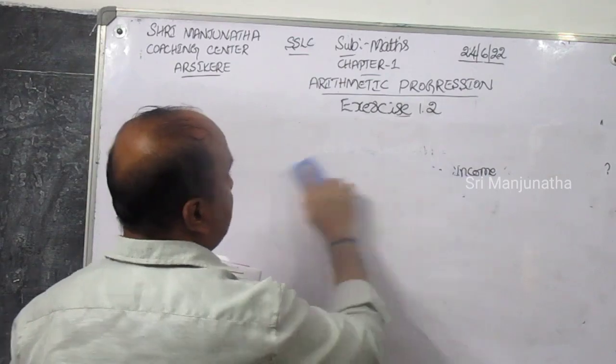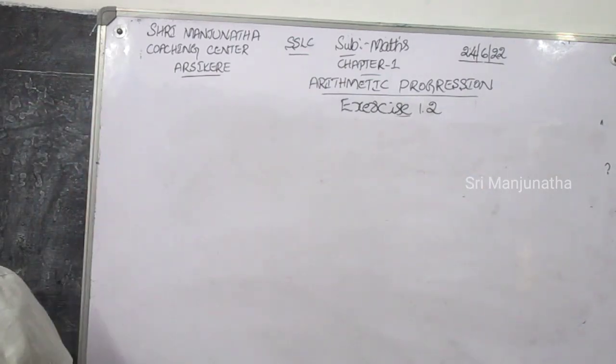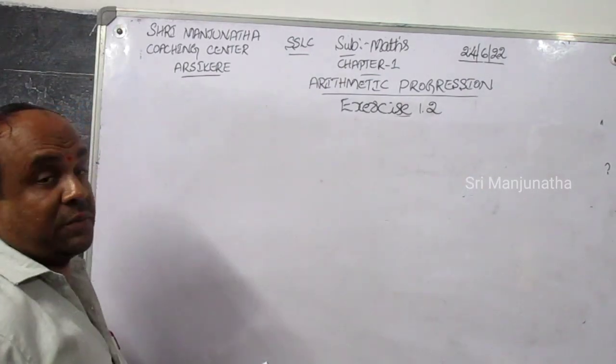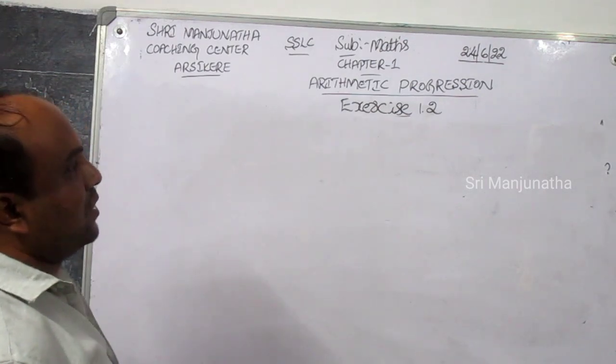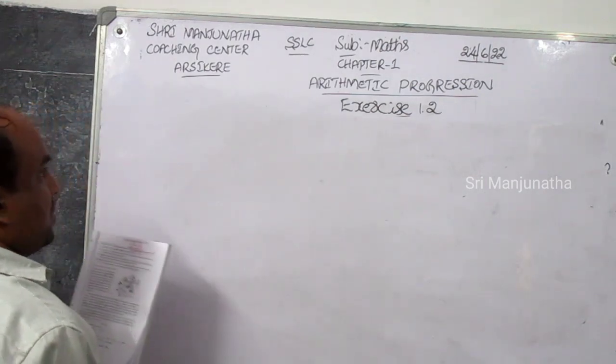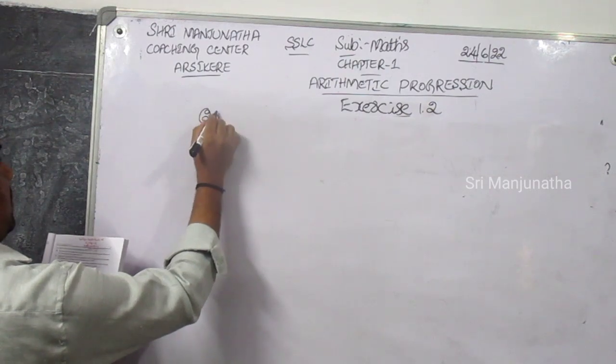Next, the 20th problem. The last problem in this exercise, the completion of arithmetic progression. One more exercise, 1.3, is there for the completion of this chapter. 20th problem.